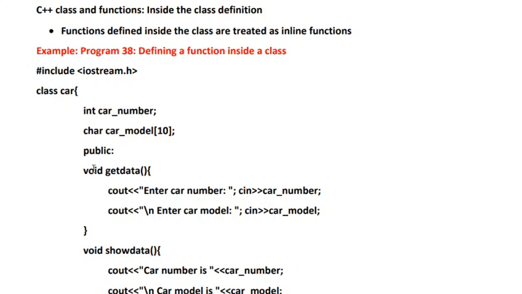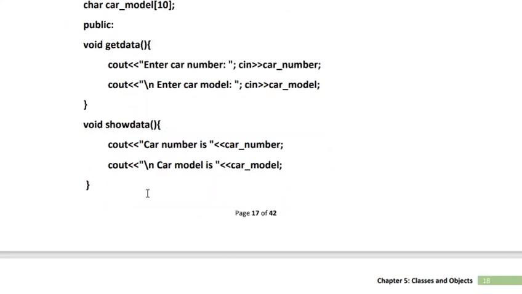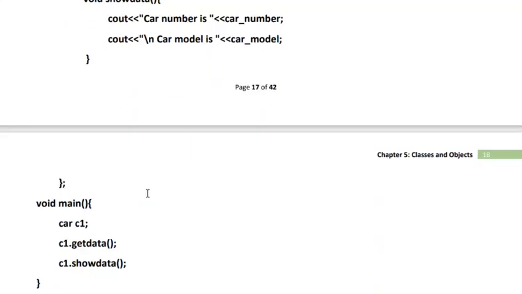In the public section of that class, we have two functions, getdata and showdata. Getdata and showdata both do not take any parameters, and the return type of both functions is void. We have simple statements: getdata is capable of getting the car number and the model number, and showdata is capable of displaying the car number and the model number again. Whenever you define a member function inside the class, it will by default be considered an inline function.